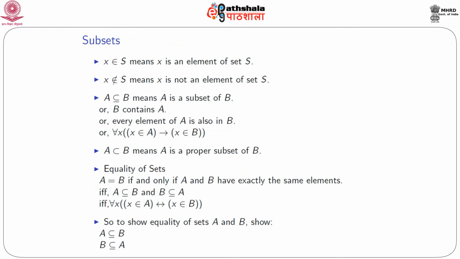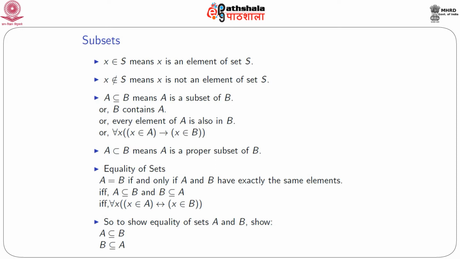Once we have an idea about sets, next we want to get an idea about the subset. We say x belongs to S, that means x is an element of a set S. So, x belongs to S means x is an element of S. If x does not belong to S, that means x is not an element of the set S. Now, we say A is a subset of B. This is notationally written in this way. This means that A is a subset of B.